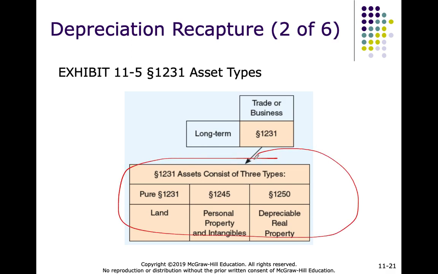Now, losses from 1231 assets are fully deductible as ordinary losses. So if I have a business and I have a W-2 with, again, $50,000, and I have a loss generated from the trade or business sale of assets of $60,000, then I will be able to fully deduct that without any limitation. So that's an ordinary loss.